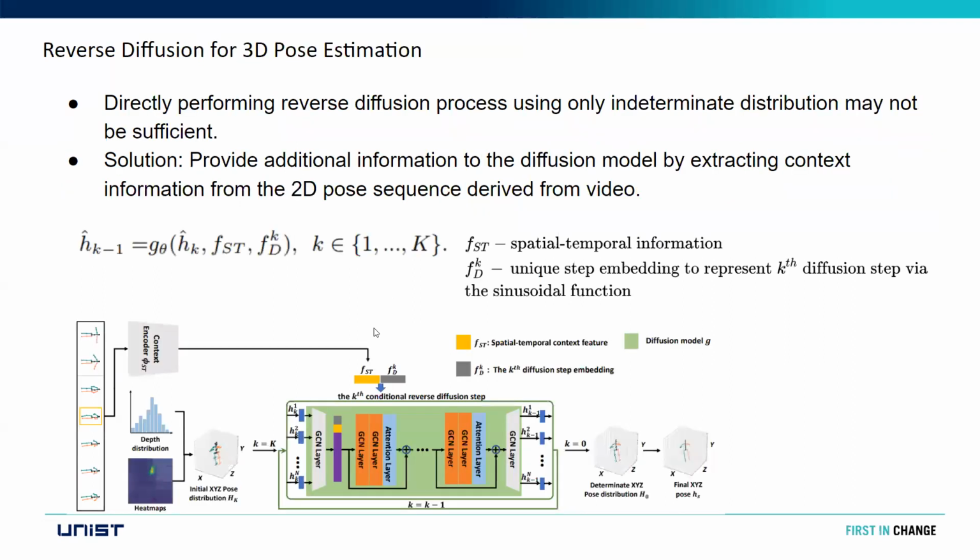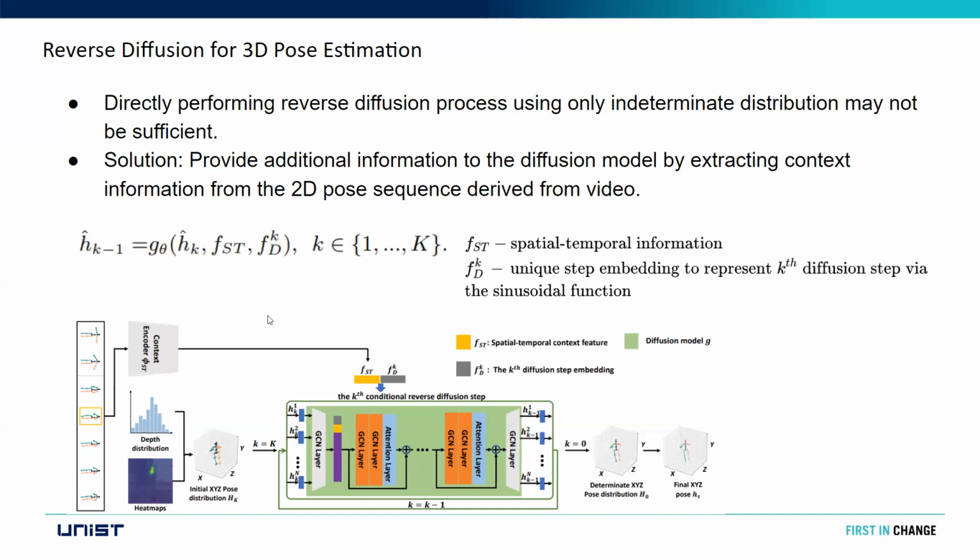Okay, let's move on. What about the reverse diffusion for pose estimation? They say that if they directly perform reverse diffusion, it may not be sufficient because we lose the context information. So the solution they come up with is to provide additional information to the diffusion model by extracting context information from the 2D pose sequence derived from video. It can either be a 2D pose sequence from a video, or from a single frame, which is a single image.